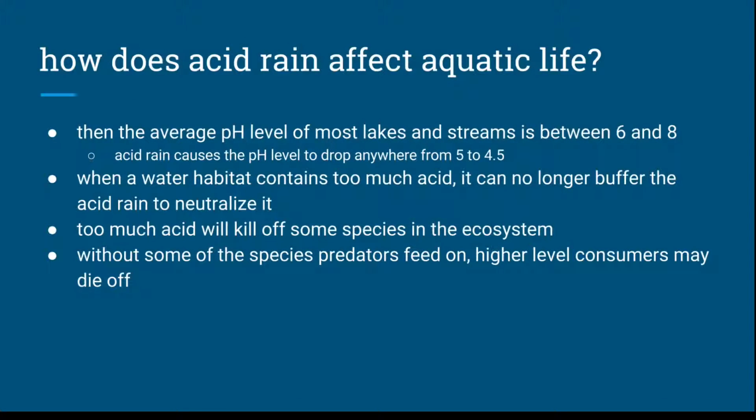How does acid rain affect aquatic life? Without any added acid, the average pH level of lakes and streams is anywhere between 6 and 8. However, when acid rain is added, the pH can drop to 5 and below. When a water habitat contains too much acid, it will no longer be able to buffer the acid rain. When the water loses its ability to buffer acids, some of the species in the ecosystem will be killed off. Subsequently, the animals that feed on the smallest consumers will soon die as well, until this pattern has continued throughout the whole food chain.